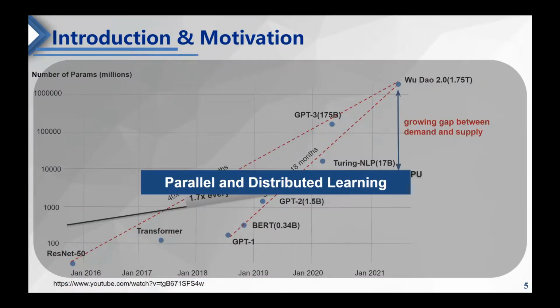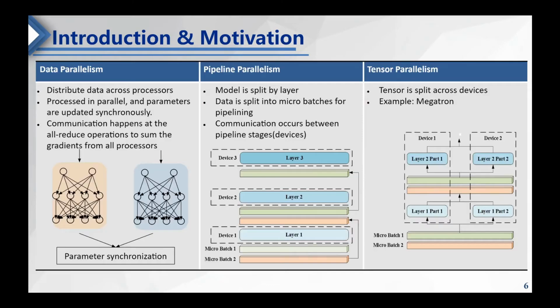In this situation, it becomes necessary to introduce parallel processing and distributed learning methods into state-of-the-art deep learning model training and inference. There are 3 different parallelisms widely used in today's machine learning systems: data parallelism, pipeline parallelism, and tensor parallelism.